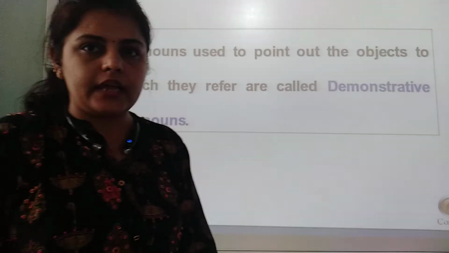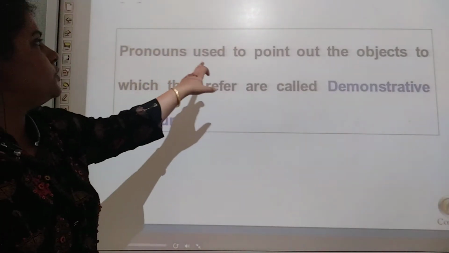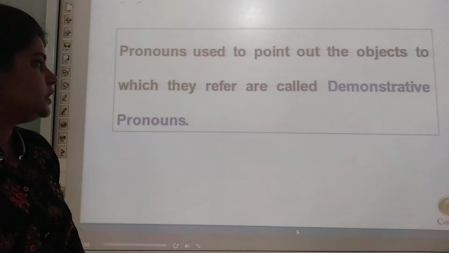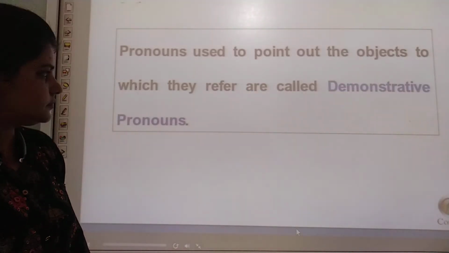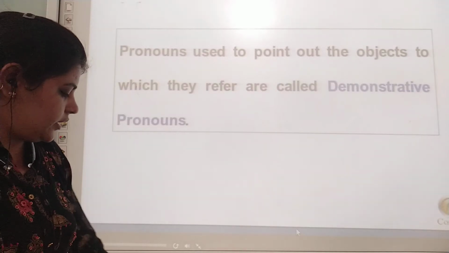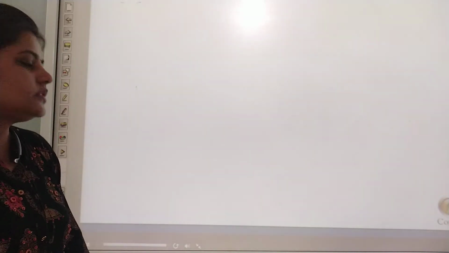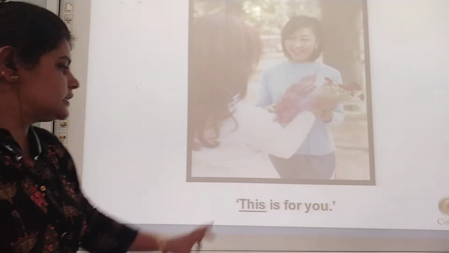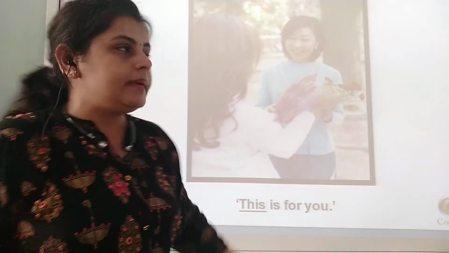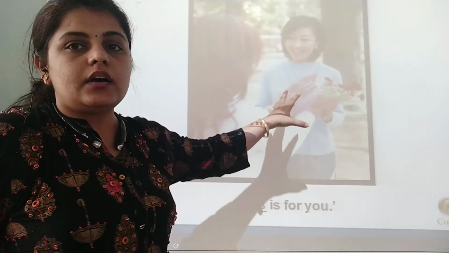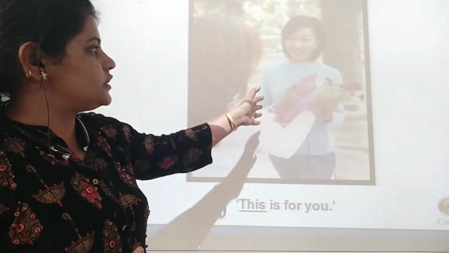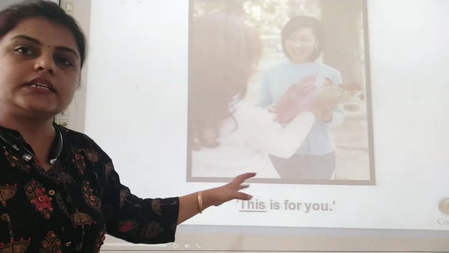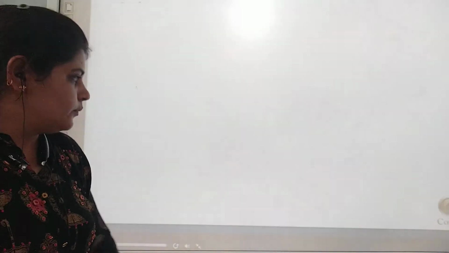What's the definition then? Pronouns used to point out the objects to which they refer are called demonstrative pronouns. It means when we point out something, that is called a demonstrative pronoun. Like in the sentence, "This is for you." Basically, she is pointing out the thing which is held in her hand, and she is saying, "This is for you."